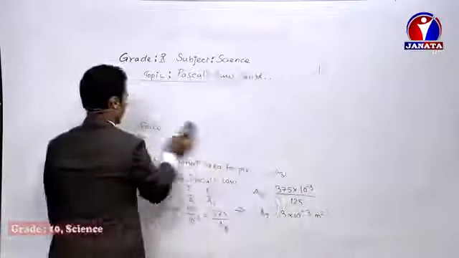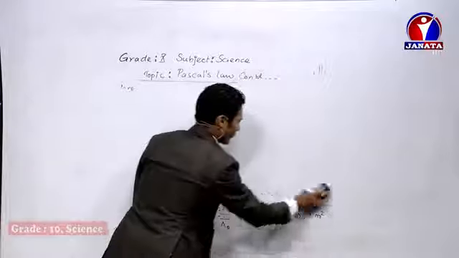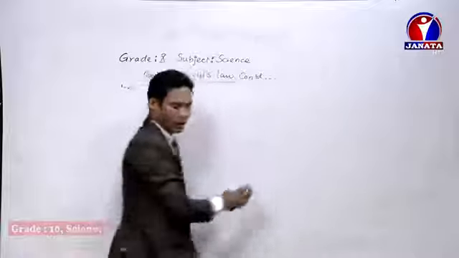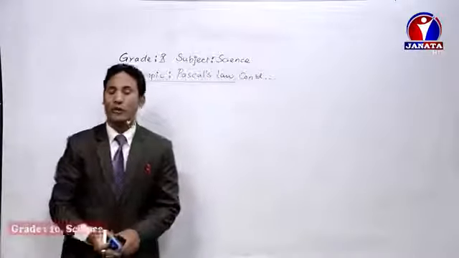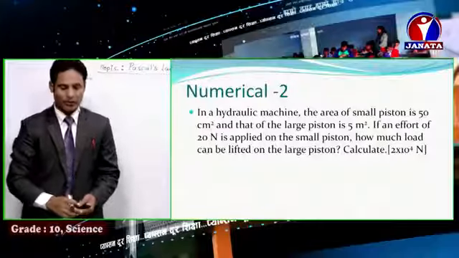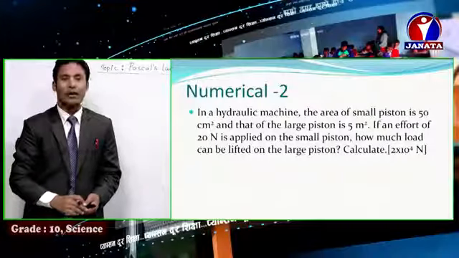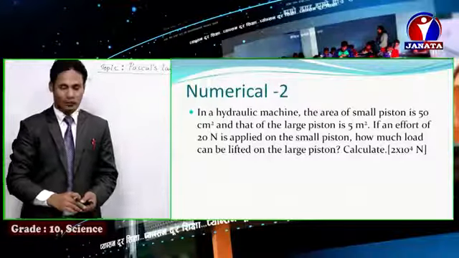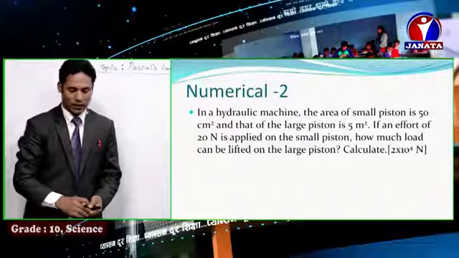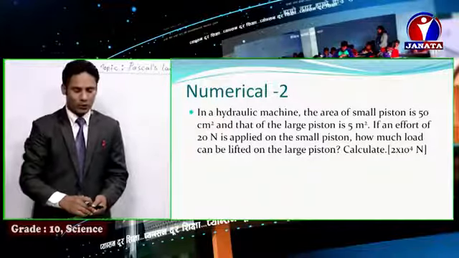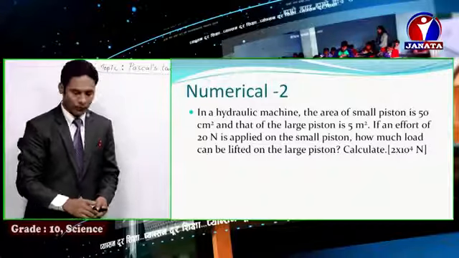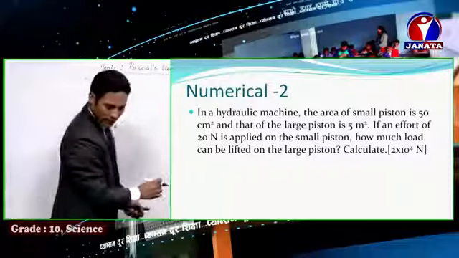So you can see the question there on the screen also. The question is like this. In a hydraulic machine, the area of the small piston is 50 centimeters square, that of the large piston is 5 meter square. If an effort of 20 Newton is applied on the small piston, how much load can be lifted on the large piston? Okay, so let's see this numerical problem.